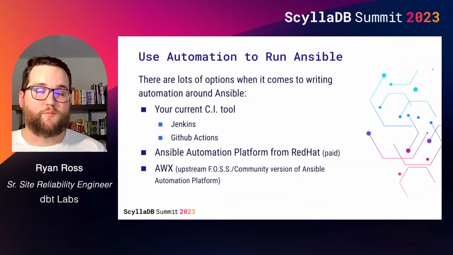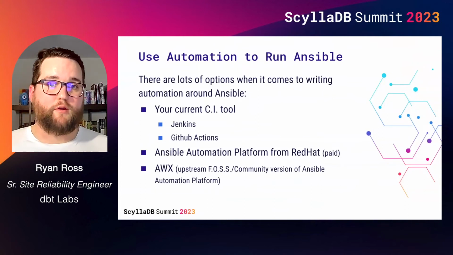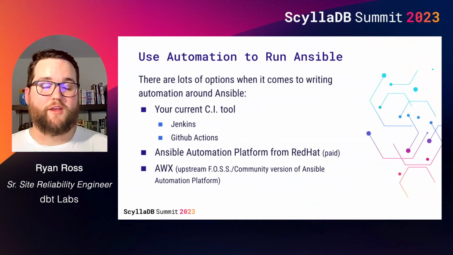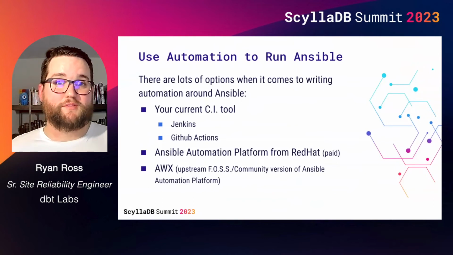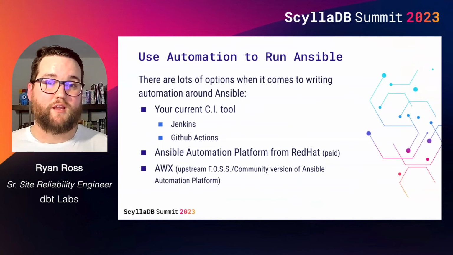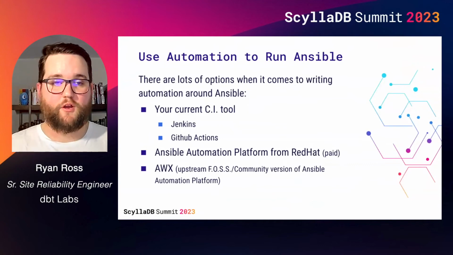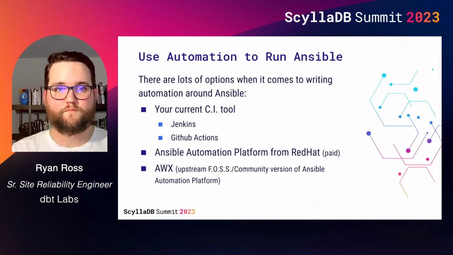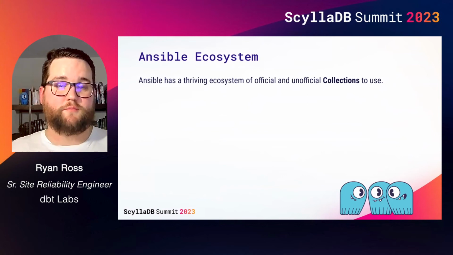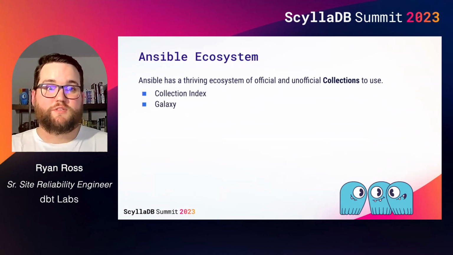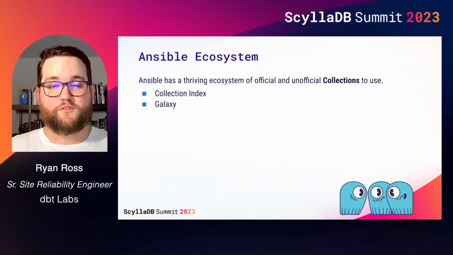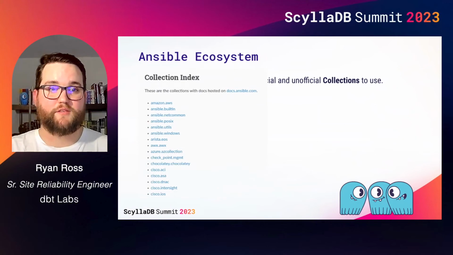AWX we had at the DSP, and there's a Kubernetes operator. So we had a whole bunch of clusters laying around. Carving out a new namespace, installing the operator, and using AWX was a really great way to use Ansible and the automation around it. Then there's a whole Ansible ecosystem that I haven't even had a chance to dig into in this talk. So there's the collection index and there's Ansible Galaxy.